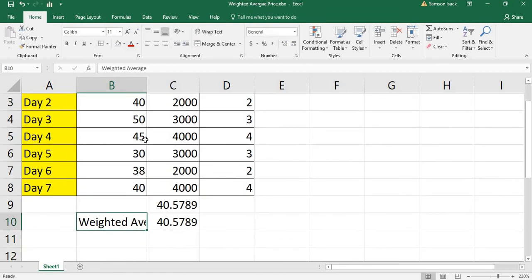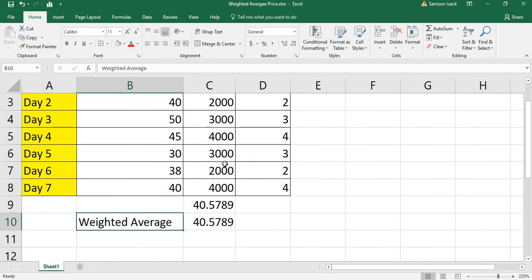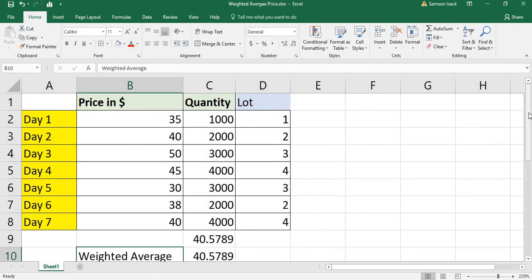This is the weighted average price of a quantity. Okay, now what I am going to do is the same thing, but consider the lot instead of quantity. So per lot, how much? That means the $35 is for 1000 quantity. Our assumption is that 1000 quantity is one lot.